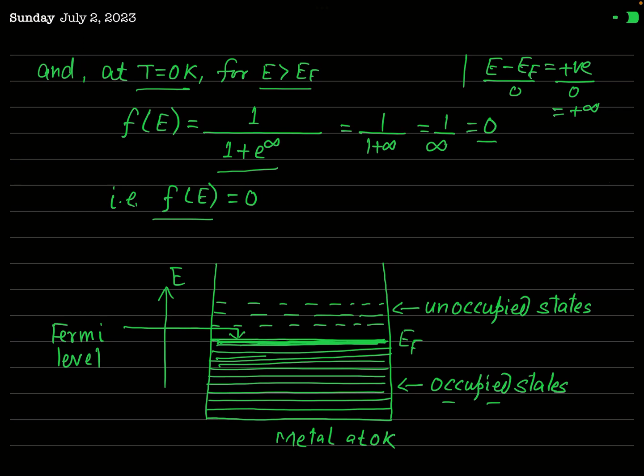So the occupation probability in this condition is equal to 0. When you say that occupation probability is 0 for the electrons having energy E greater than EF at 0 Kelvin temperature, what does it mean? It means all the energy levels, or all the quantum states above the Fermi level are completely empty, completely unoccupied. No electrons are there in an energy level above the Fermi level at 0 Kelvin temperature in a metal. So particularly at 0 Kelvin temperature, you can see that f of E has two discrete values. For E less than EF, the probability of finding an electron is 100%. All the states below EF will be occupied, and all the states above EF are unoccupied.